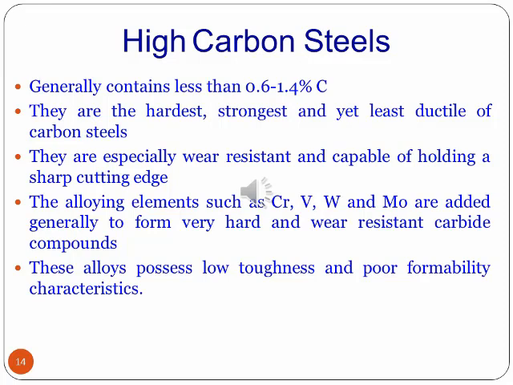So alloying elements such as chromium, vanadium, tungsten and molybdenum are added generally to form hard and wear resistant carbide compounds. These alloys possess low toughness and poor formability characteristics.